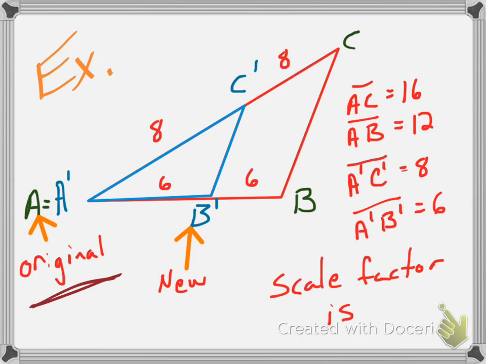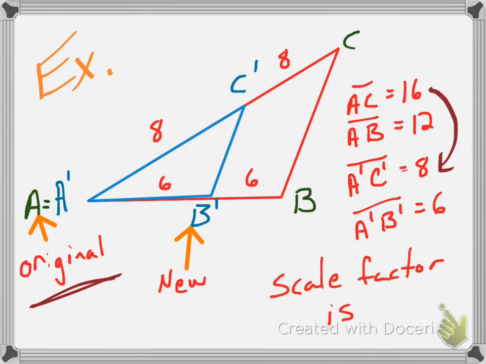So let's look at A prime and C prime, and A prime and B prime. So A prime and C prime are just 8. And A prime and B prime are just 6. So we write all that down. Now how do we get from this one to this one? You have to divide by 2.